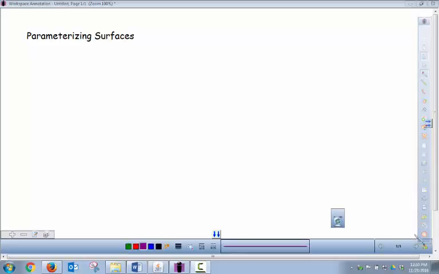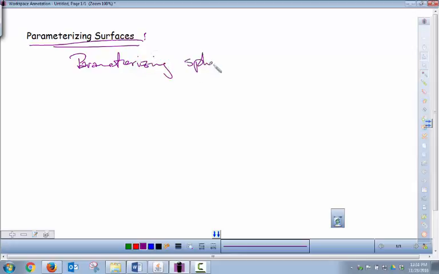One of the things that we talked about at the very end of last time was parameterizing a sphere. So let's talk about parameterizing a sphere, and then we'll try to generalize to other things. When you parameterize a sphere, the most familiar equation that we have for a sphere is in Cartesian coordinates. So we can start with this.